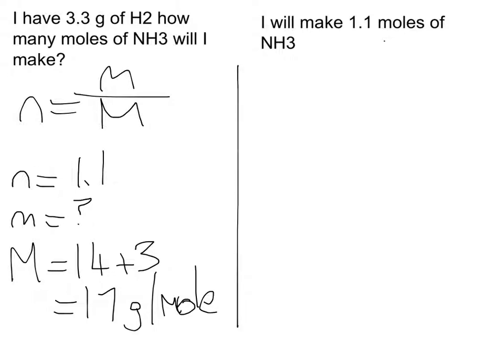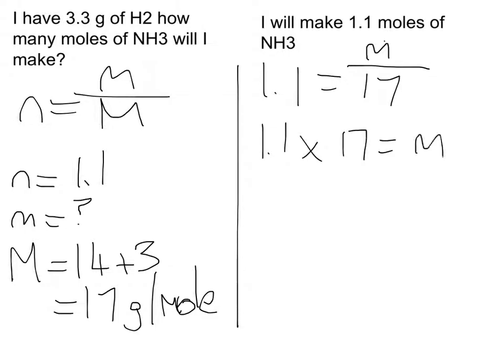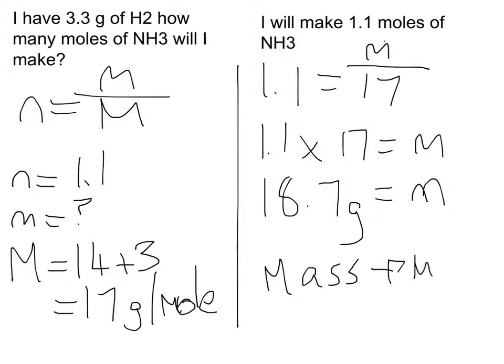Okay, let's plug the values in. 1.1 equals, I'm going to keep that as little m since it's a question mark, divided by 17. 1.1 multiplied by 17 will give us m by itself. m by itself is 18.7 grams. So now you've done the hardest stoichiometry equation. You've done the dreaded mass to mass. It's not that difficult. Now, I will just say one final thing.